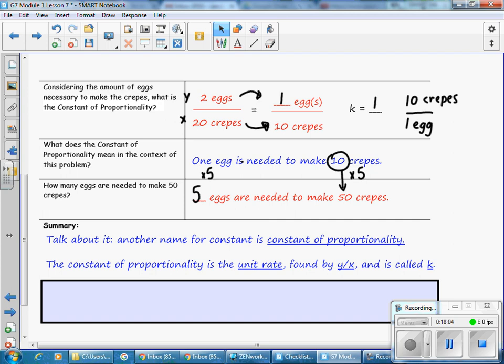But what we learned in this lesson is another name for the constant, and that's called the constant of proportionality. And the constant of proportionality is the unit rate, found by dividing y divided by x, and it is called k. It is the constant number. It is the multiplier that works every time. And that concludes our lesson 7.